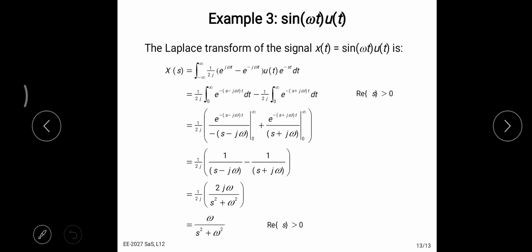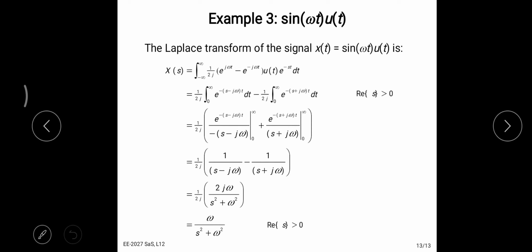I have taken the third example: x of t is equal to sin omega t into u of t. I have taken a sinusoidal signal with the frequency omega radians per second. Once again I can use the same formula, that is the Laplace transform, the integral from minus infinity to plus infinity of x of t into e to the power of minus st into dt. But here x of t is nothing but sin omega t. So the integral from 0 to infinity of sin omega t into e power minus st.